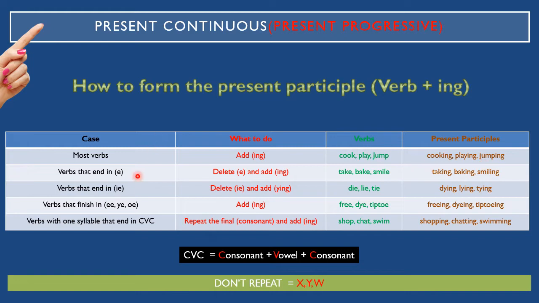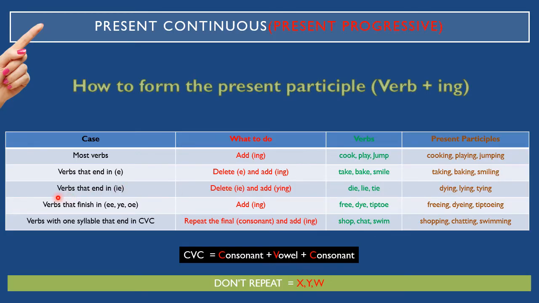Now, when the verb finishes in e, you need to delete letter E and you are going to add ing. Example, take, taking, bake, baking, smile, smiling. If you notice, here we have the E, but with the present participle, we need to eliminate letter E or delete it.